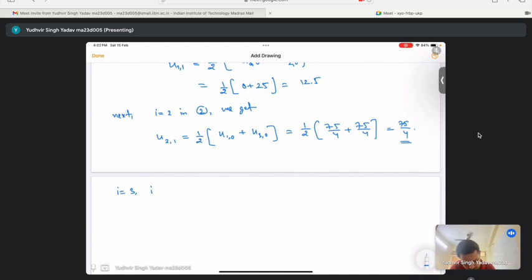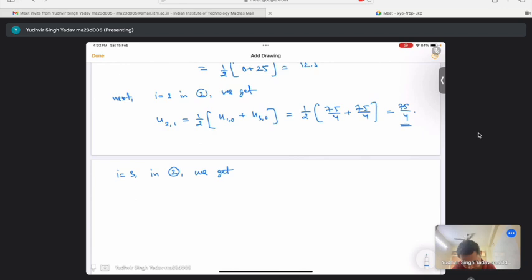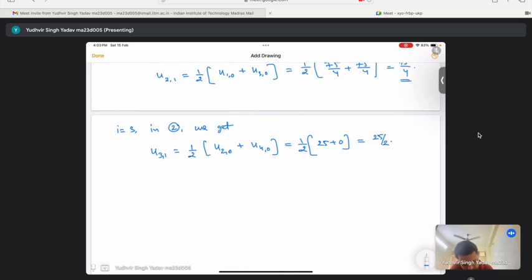Next, we will have i equals 3, then we will get u(3,1) equals 1 by 2 times u(2,0) plus u(4,0), equals 1 by 2 times 25 plus 0, again 25 by 2, or 12.5. So this is what we have up to the first time level. Now, in a similar way, we will proceed with the second time level.